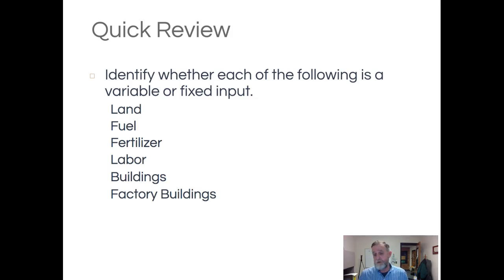How many people we hire within our business. So labor is a variable input. Structures and buildings and factories are actually a fixed input as long as we don't change them. So in the short run, those would be considered fixed inputs.